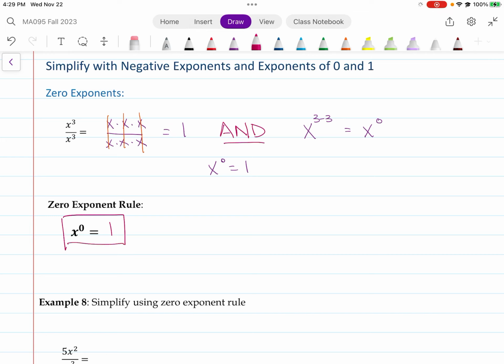That means any base to the 0 power, any base. I could have 1 million, and I take it to the 0 power, it equals 1. It doesn't matter what you take to the 0, it is 1. So let's try some.